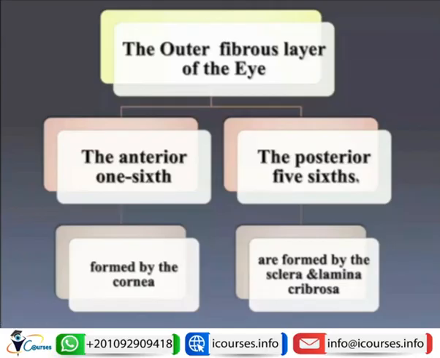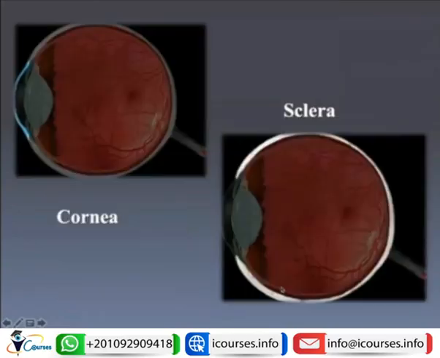Let's now go in depth into the eye and the different ocular structures. We will talk about the first layer of the eye, which is the outer fibrous layer. The outer fibrous layer is formed by the cornea anteriorly and the sclera and lamina cribrosa posteriorly. The cornea occupies the anterior one sixth of the outer fibrous coat, while the sclera forms the posterior five sixths of the globe.